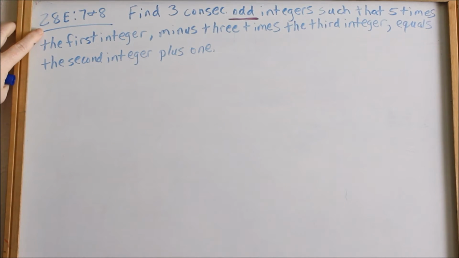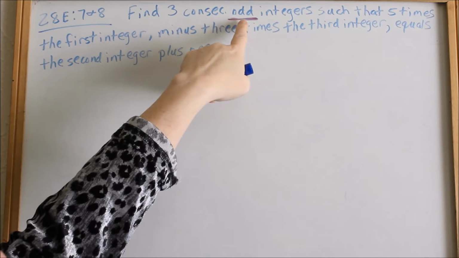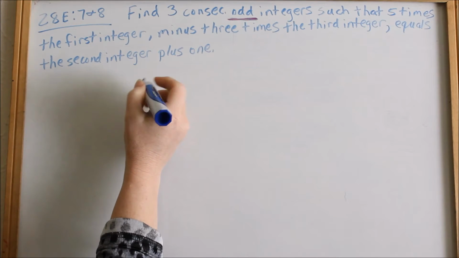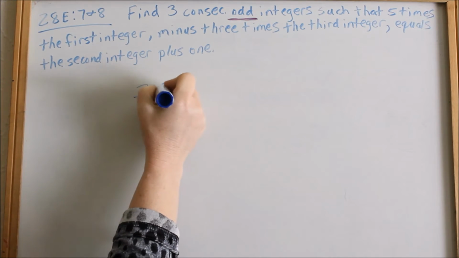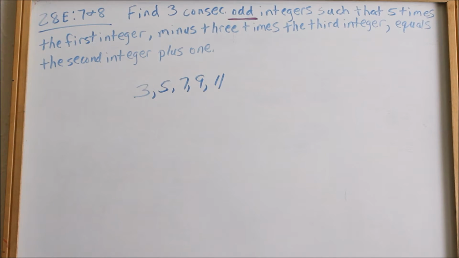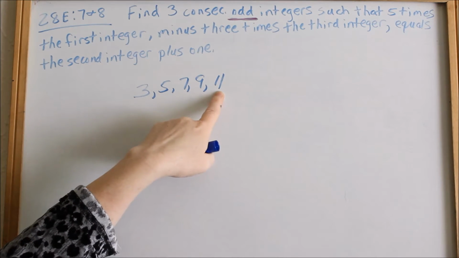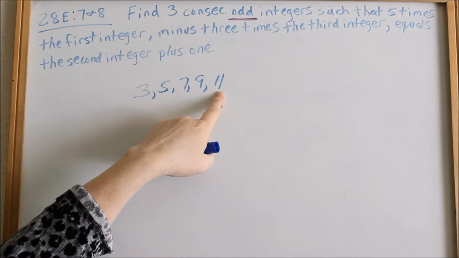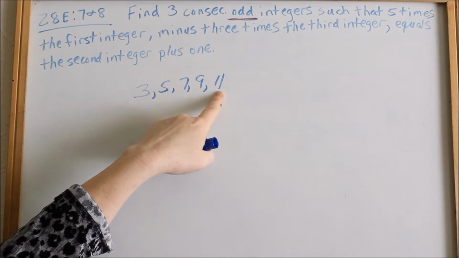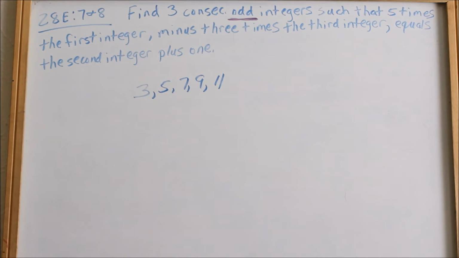Okay, now let's look at 7 and 8. Find 3 consecutive odd integers, okay, odd. So we're going to stop right there. I want consecutive odd integers. If I had odd numbers, 3, 5, 7, 9, 11, those are odd. How did I get to the next one? I added 2. I added 2, added 2, added 2. So no matter if it's even or odd, you are still adding 2 every time. So anytime you have consecutive odd integers and consecutive even integers, your setup will be the same thing.